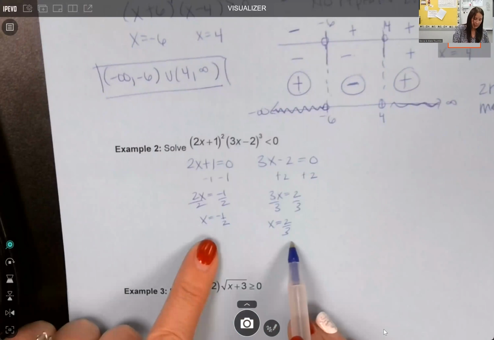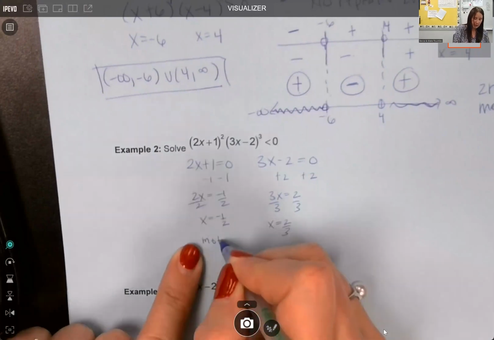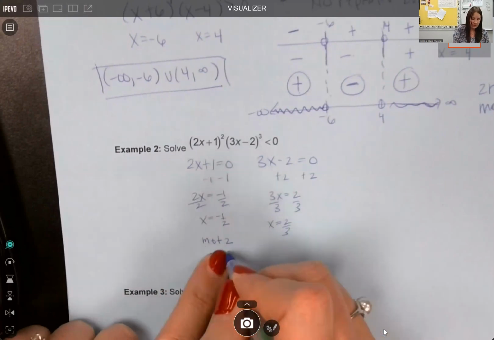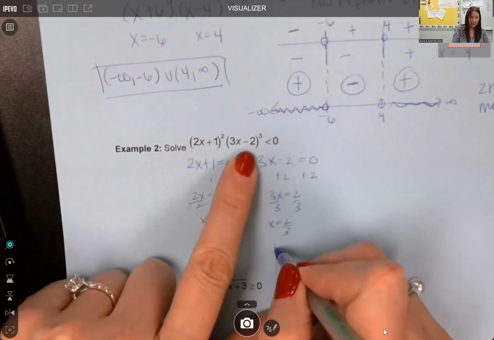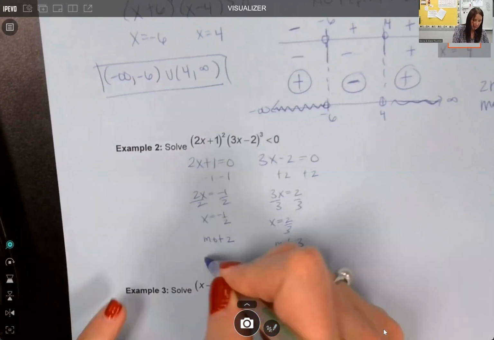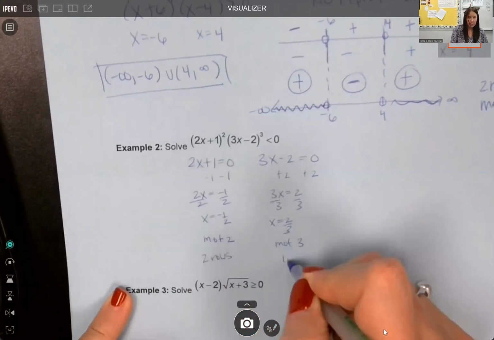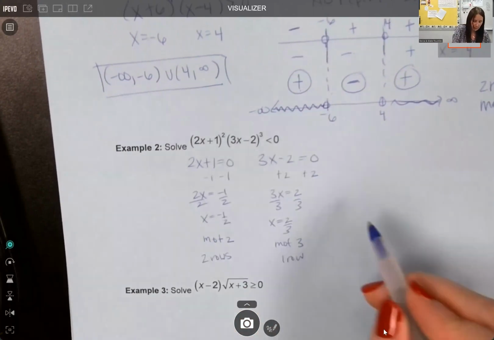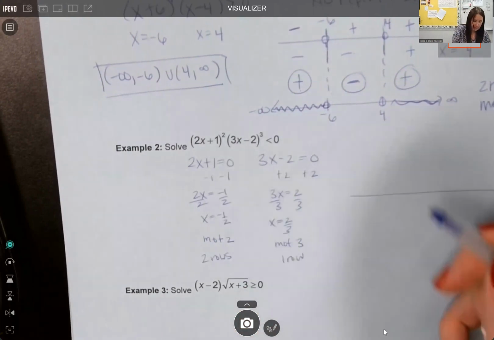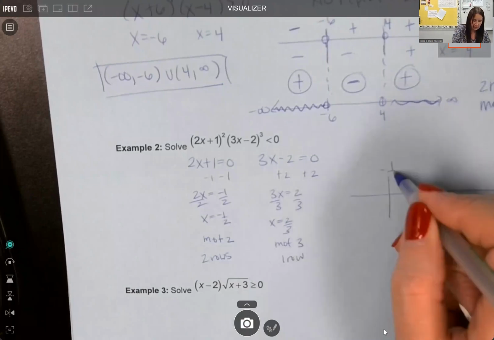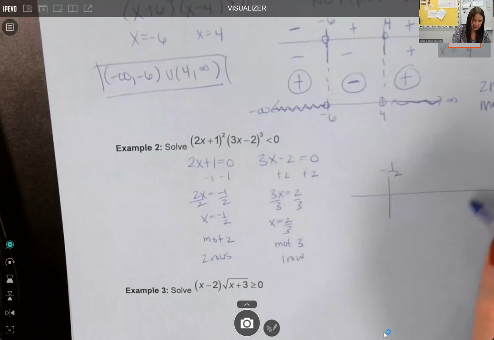First of all, this has a multiplicity of 2, so I have to do 2 rows. This one has a multiplicity of 3, so I'm okay just doing 1 row. I can write this down here to help you remember: 2 rows and 1 row. Okay, so let's do our number line. I've got a negative 1/2 and a positive 2/3.